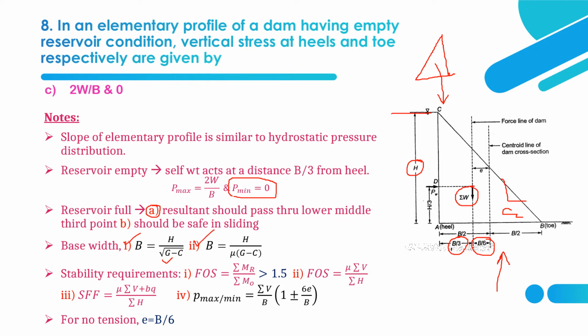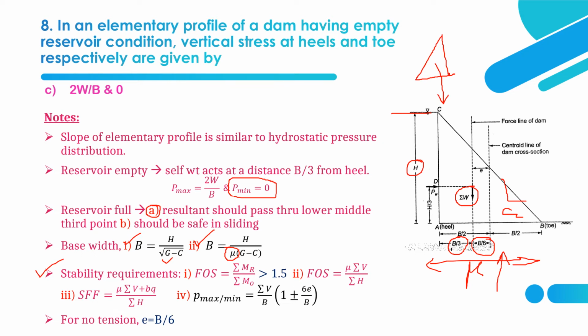And next condition is regarding sliding. Sliding we have nu, that is nothing but the friction or the sliding factor. So H by nu into G minus C. By using this also we have to find the base width. Whichever condition is critical, we have to consider that base width. So next we shall see the stability requirements. So first is the overturning.